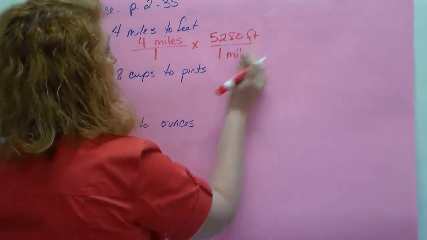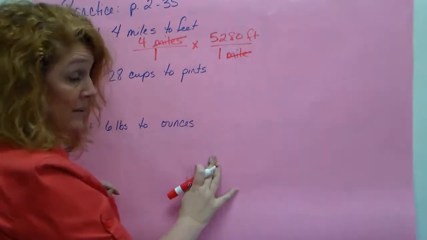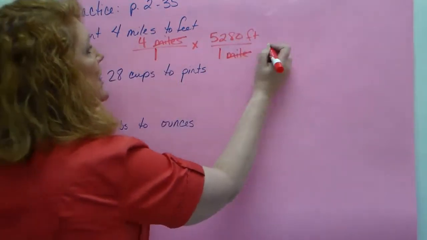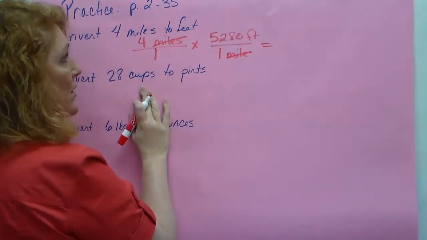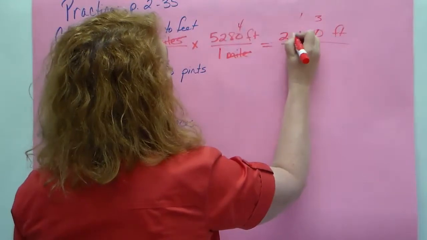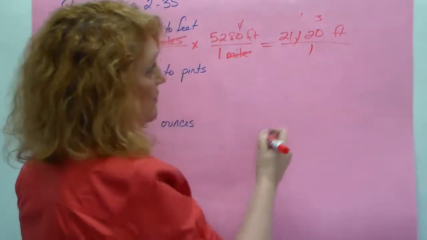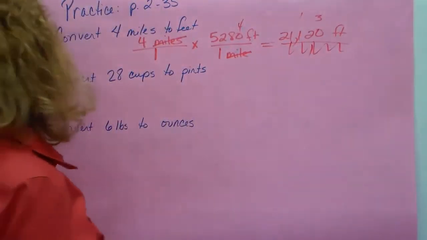5,280 feet. Now I know I can cross-cancel the word mile, but I can't cross-cancel any numbers because all these numbers are on top. So now I'm going to have to multiply 5,280 by 4. And that's 21,120 feet over 1, which means this goes away, and that's your answer.